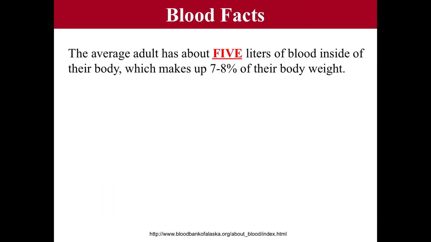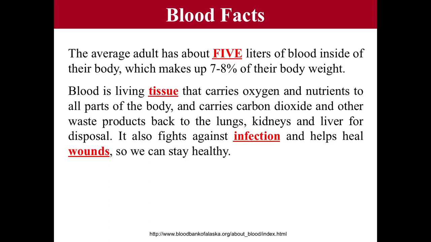So let's talk about some interesting blood facts. Okay, the average adult has about 5 liters of blood inside their body, which makes up about 7 to 8% of their body weight. So we have a lot of blood that is inside of our body, as you can see. Blood is a living tissue that carries oxygen and nutrients to all parts of the body, and it carries carbon dioxide and other waste products back to the lungs, kidneys, and liver for disposal. Blood is helpful in the fight against infection and helps heal wounds so that we can stay healthy.